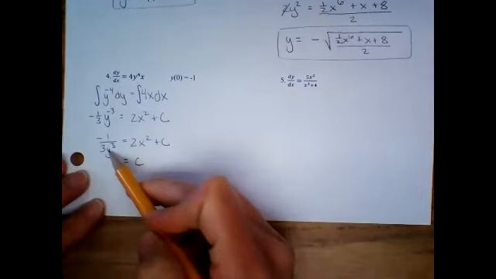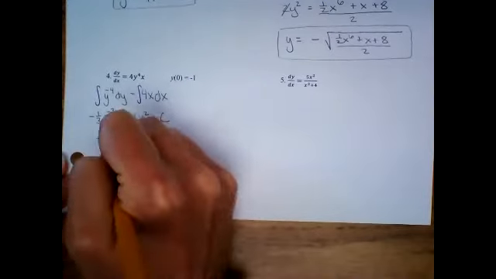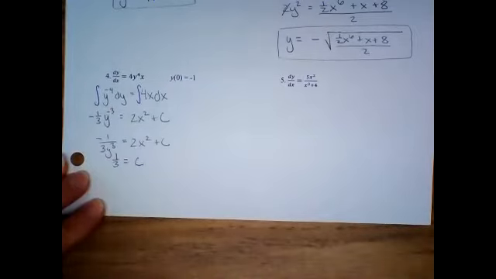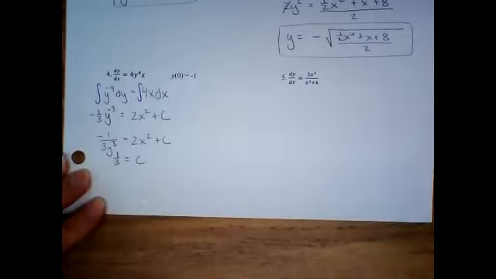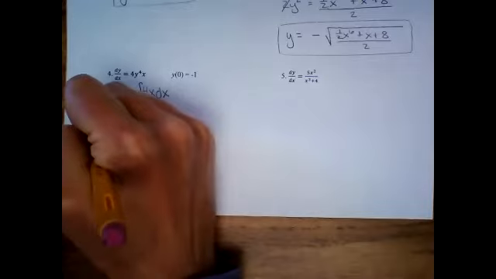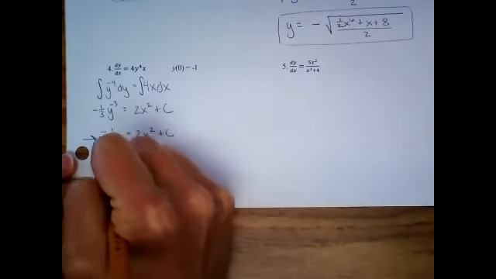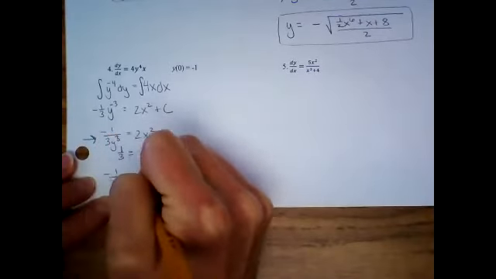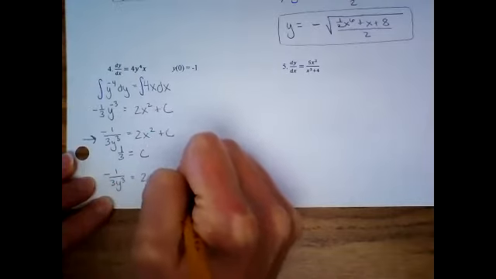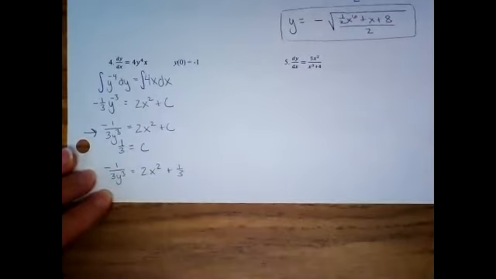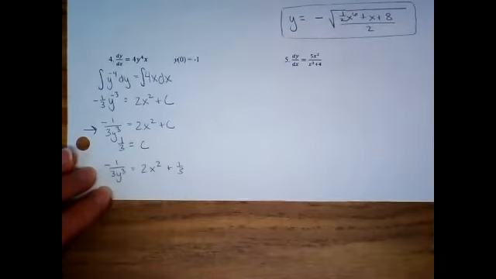-1 for y. So -1 cubed would be -1. Negatives are going to cancel. And so we get that c is 1/3. And so I'm going to recopy the previous line just exactly how it looks, except I'm going to put the 1/3 in for the constant. And then your last step is to solve for y.